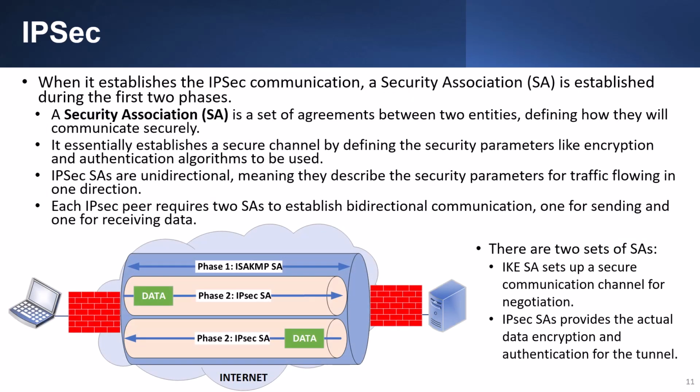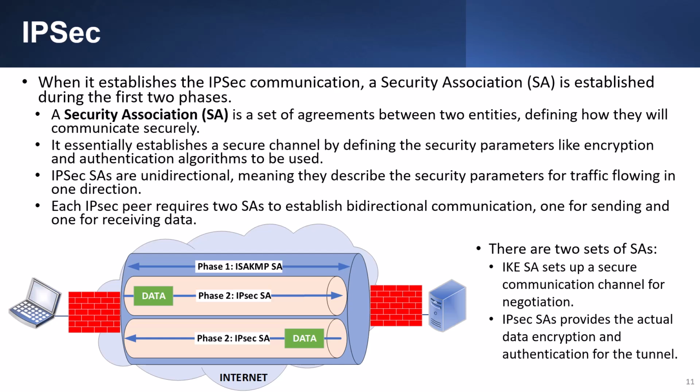When it establishes the IPSec communications, a security association, or SA, is established during the first two phases. A security association, or SA, is a set of agreements between two entities defining how they will communicate securely. It essentially establishes a secure channel by defining security parameters like encryption and authentication algorithms to be used. IPSec SAs are unidirectional, meaning they describe the security parameters for traffic flowing in one direction.